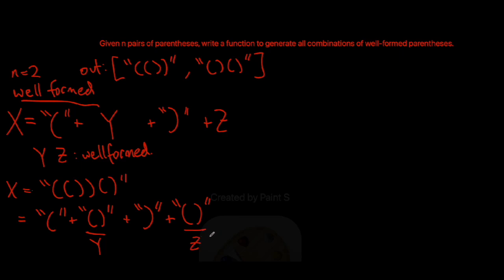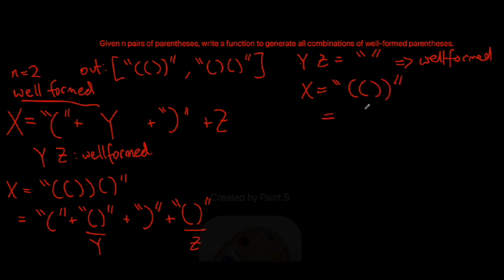Just as a note, the base case for this definition would be an empty string. So if y or z were to be an empty string, I'm just going to denote that as 2 quotes, then this is trivially well formed. So if you had a scenario where x equals something like this, then yes, it's still technically split up into a y and a z, where your z is just the empty string.